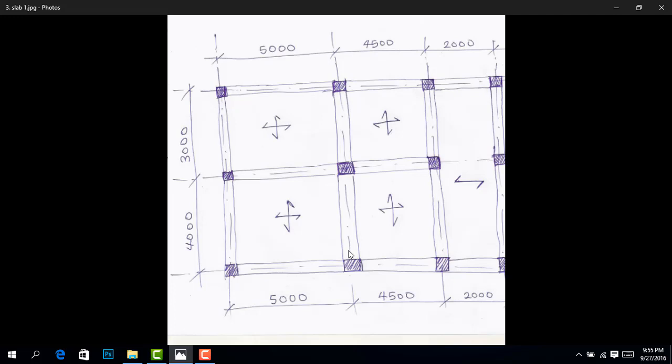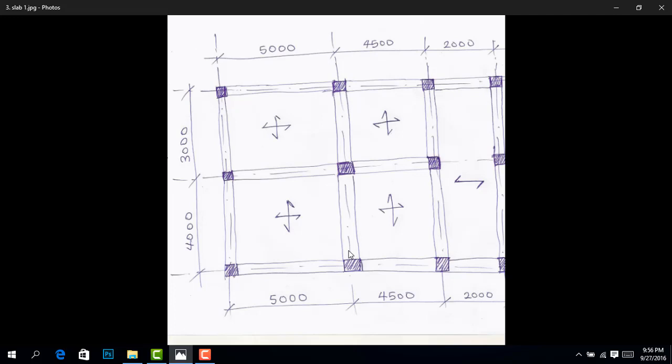How do you know that your slab is a one-way slab or a two-way slab? A very quick way is the length over the breadth, as in the long span divided by the short span. If it's greater than 2, then you know it's a one-way slab, or if it's less than 2, then you know it's a two-way slab.